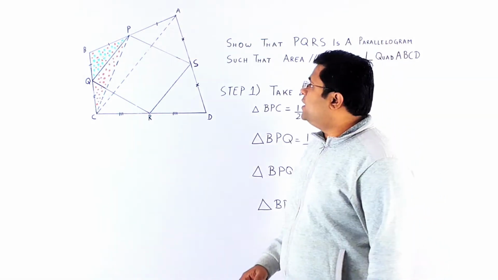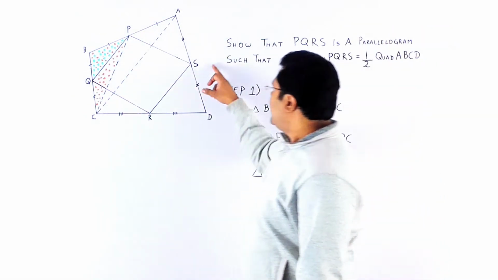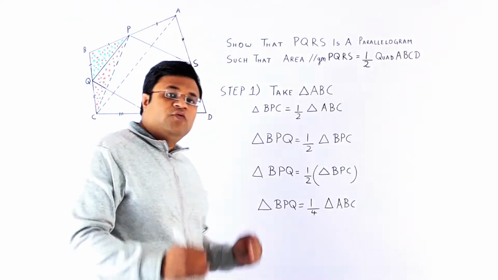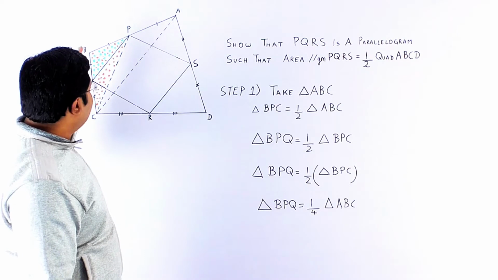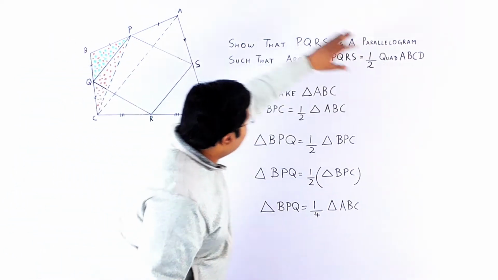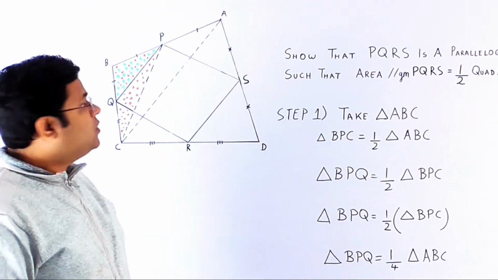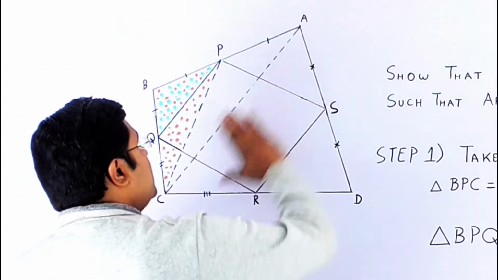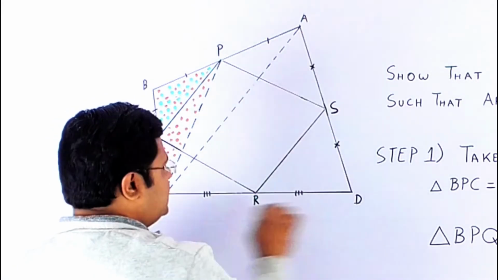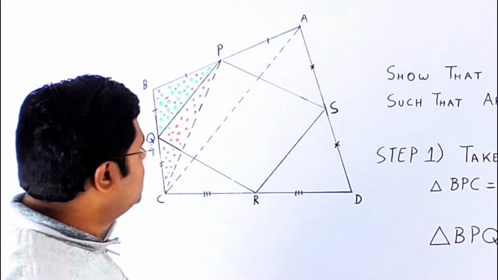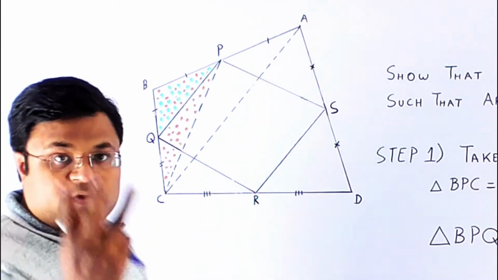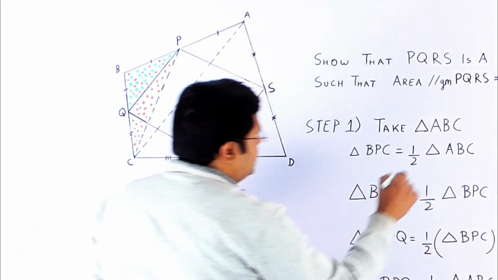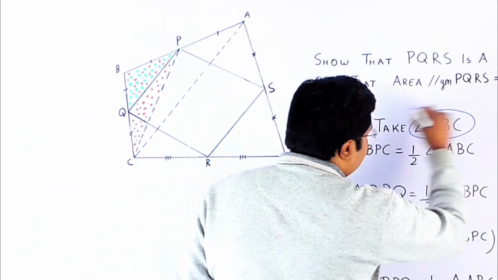Now that we have already proved that PQRS is a parallelogram, the first step is to start proving it is half of the area of the quadrilateral ABCD. So first step, we need to take triangle ABC. Just don't worry about ACD, just consider this part. So here we have three triangles. Triangle 1 is triangle ABC. This is the first triangle ABC.